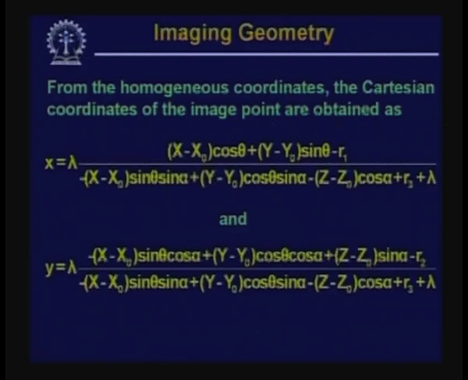x minus x naught sin theta cosine alpha plus y minus y naught cosine theta cosine alpha plus z naught sin alpha minus r 2 divided by minus x naught sin theta sin alpha plus y naught cosine theta sin alpha minus z naught cosine alpha plus r 3 plus lambda.